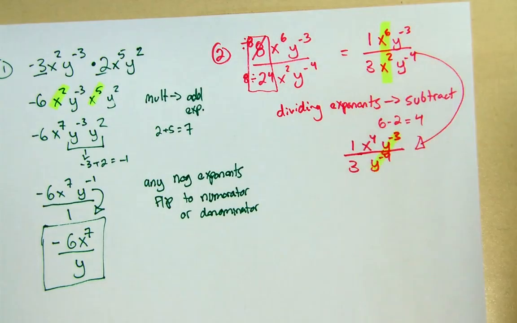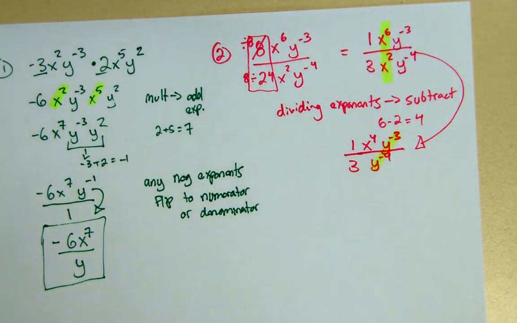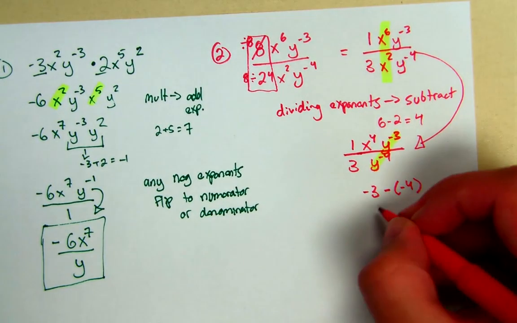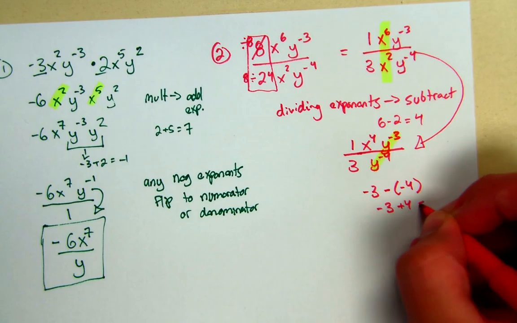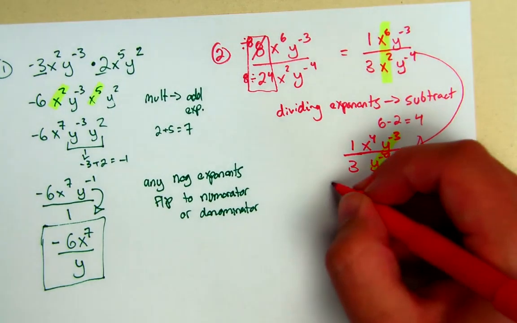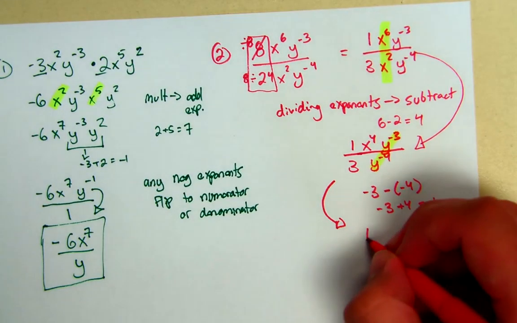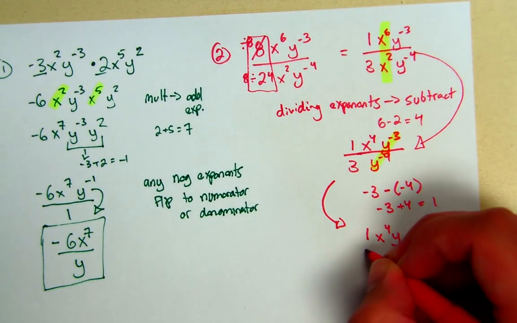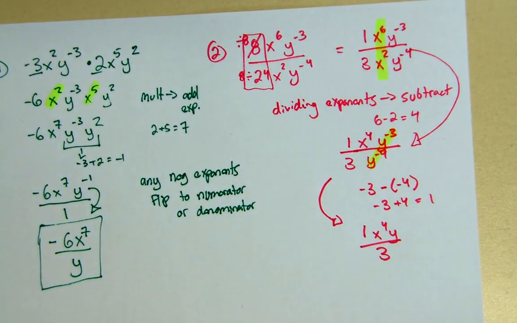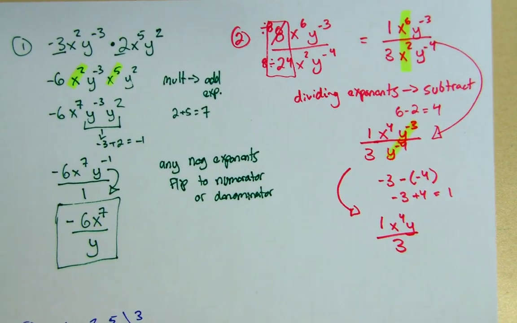Now I have to deal with this y. Again, you can just subtract them and figure out what you get, or you can kind of flip them and figure it out. The easiest way is just to go negative 3 minus negative 4, which is really negative 3 plus 4, which equals 1. Since it's positive again, I know it's going to end up in the numerator. So then snaking down here, we get 1 x to the 4th, y over 3. We don't have to write the 1, but if you write it there, it's fine.